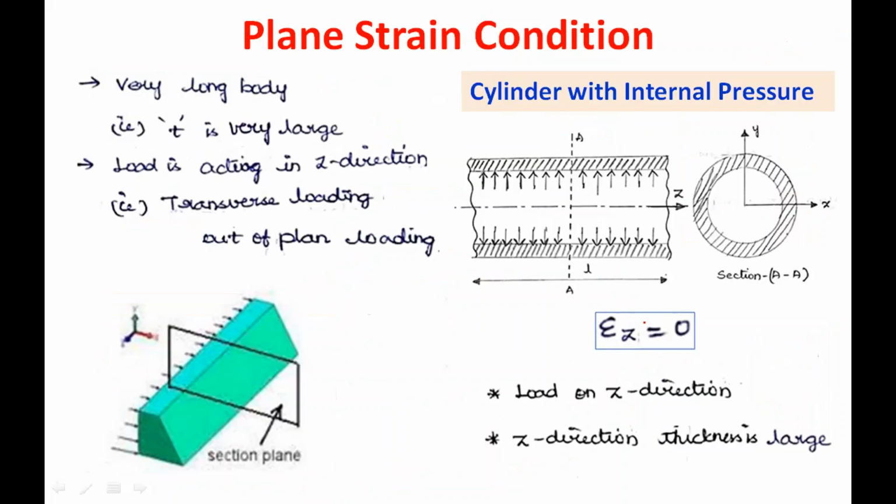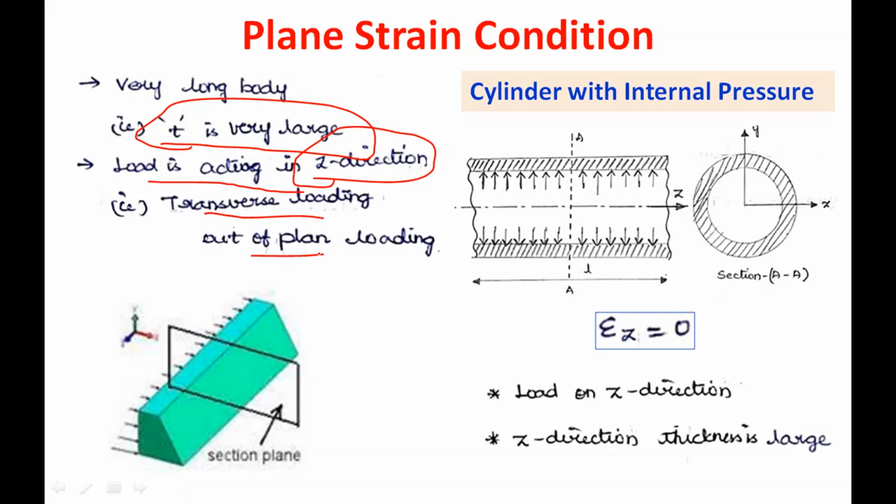Next condition is plane strain condition. In some engineering applications, the thickness of the member will be very large. That means it's a very long body, and a load is also acting along the thickness direction, that is the Z direction. This type of loading is called transverse loading or out of plane loading. Here I am showing the example of a masonry dam wall. The length of the dam wall may be in kilometers, so the water force will act in this direction.